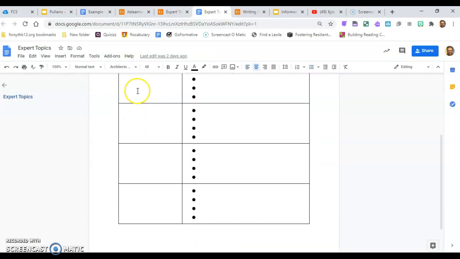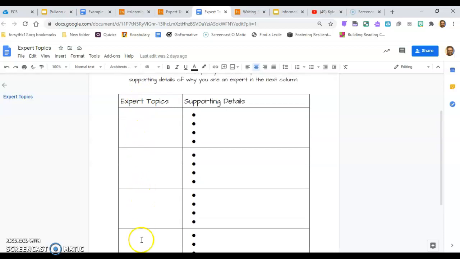So there's up to 4 expert topics. You need to do at least 3. And each of these bullet points are parts of that topic that you could write about. And so this is what you'll fill out today, and you can share it with me. Remember to share after you finish. And then this will help you determine your topic and your organization for the rest of the week.